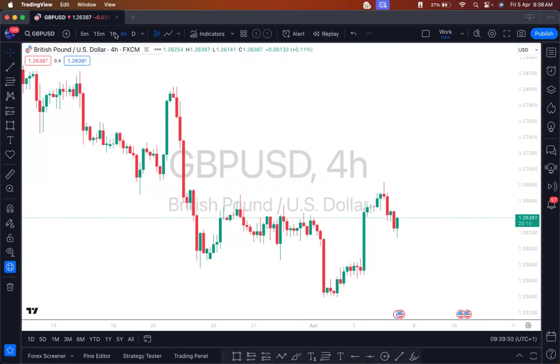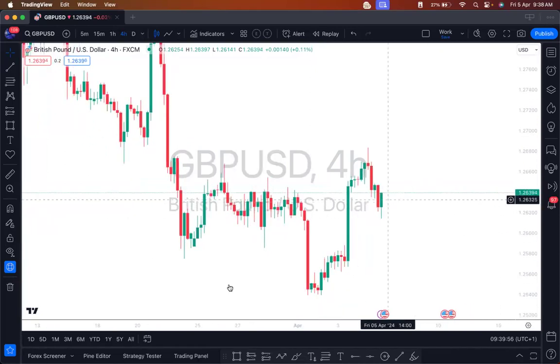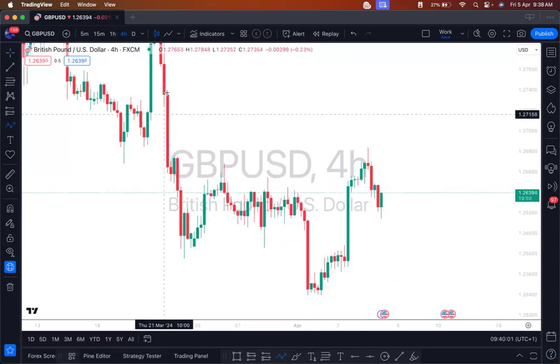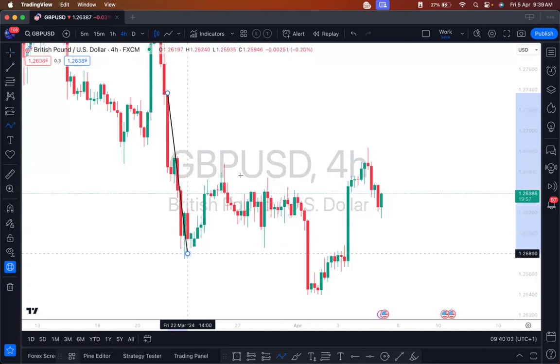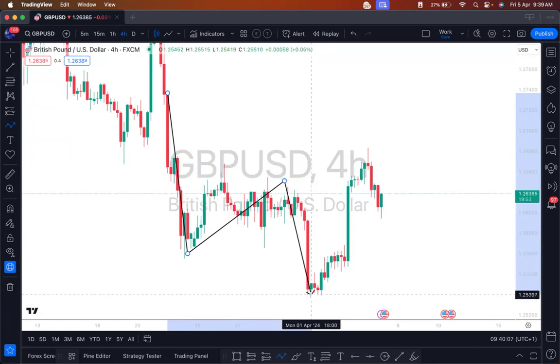So this is GBP USD on the 4-hour time frame. Now if you look at this, the market won't wind us. If you look at this structure, you see that price was actually in a downtrend. We're creating a series of lower lows. Price sort of consolidated here, then we broke below here and created another lower low.